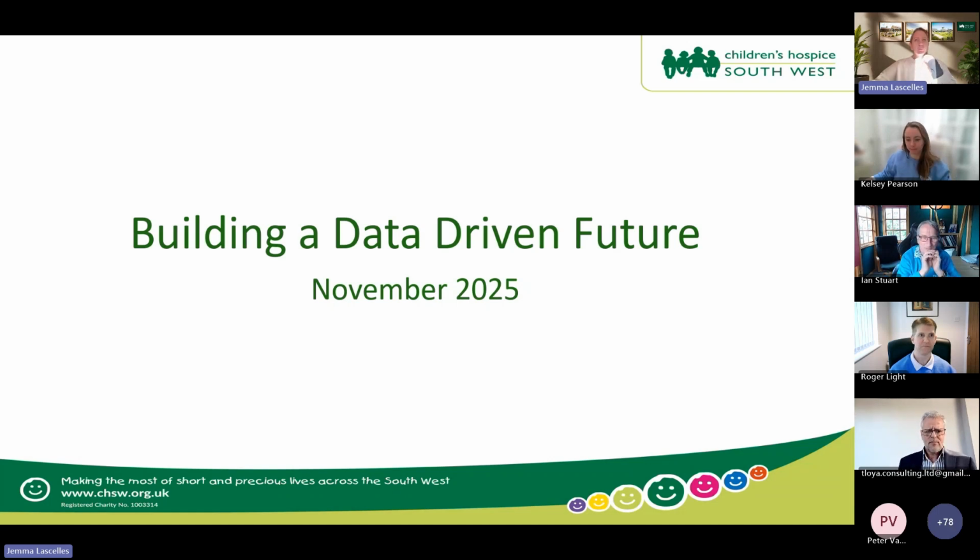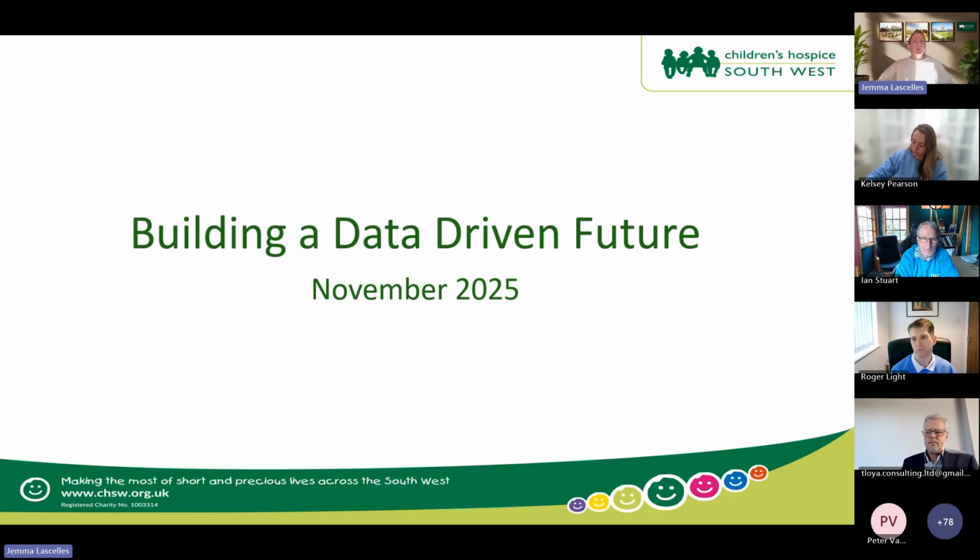Okay, so I framed the case study today around the idea of building a data-driven future. We, as an organisation, like many of you, collect lots of data. We're actually very good at collecting and looking after our data. But what we recognise we haven't done is pull that data together and report on it in a holistic way across the organisation to really tell a story that goes beyond finance reporting.